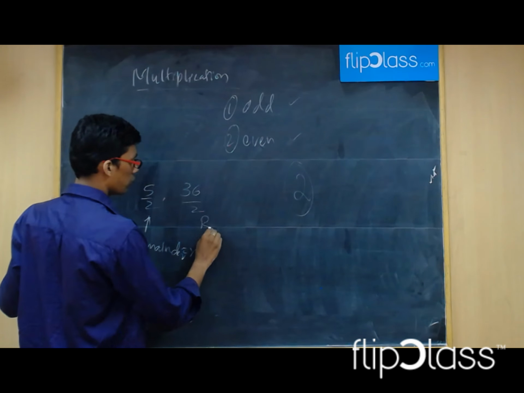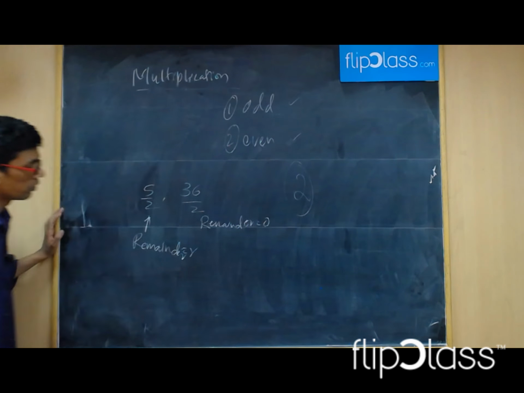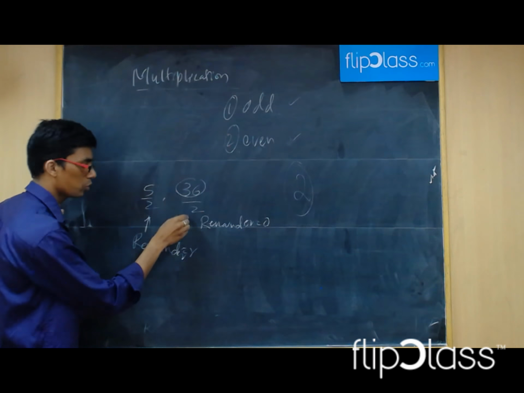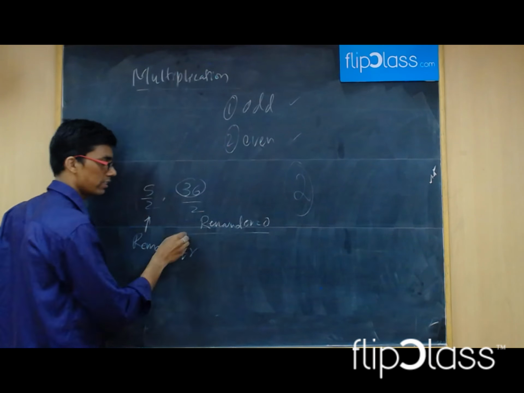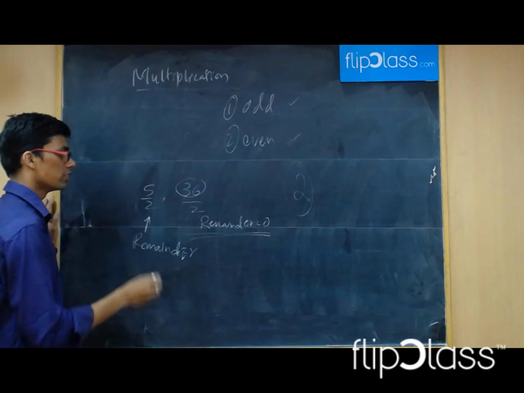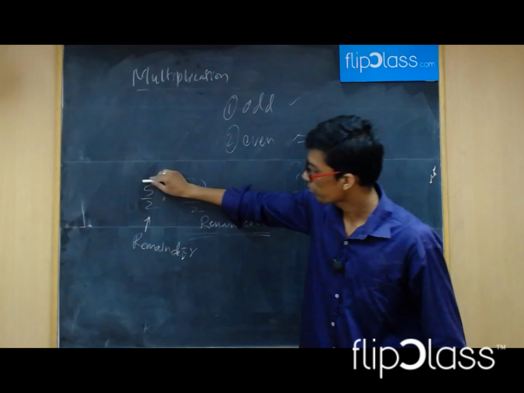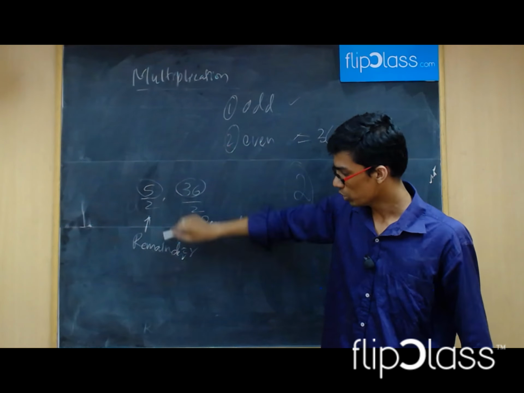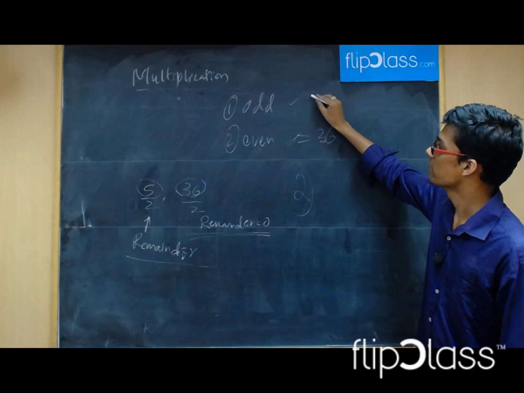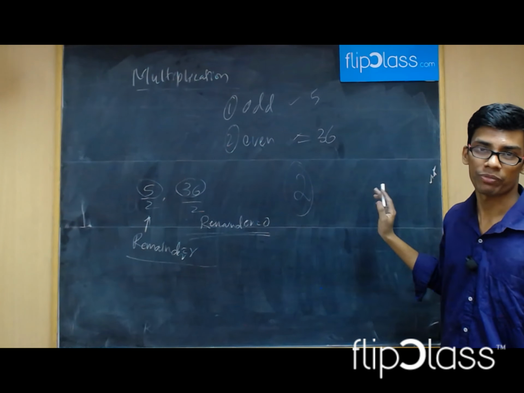In the first case, what you have got is the remainder 1. In the other case, you got the remainder as 0. So when you are dividing any number by 2, if you are getting a remainder of 0, you call all such numbers even numbers. So here 36 is an even number. And in the same way, when you are dividing 5 by 2, you are not getting the remainder as 0, but some other number. You call such numbers odd numbers. So the number 5 is an odd number.